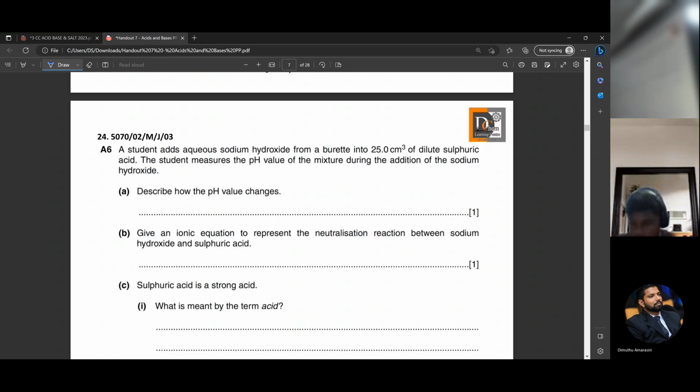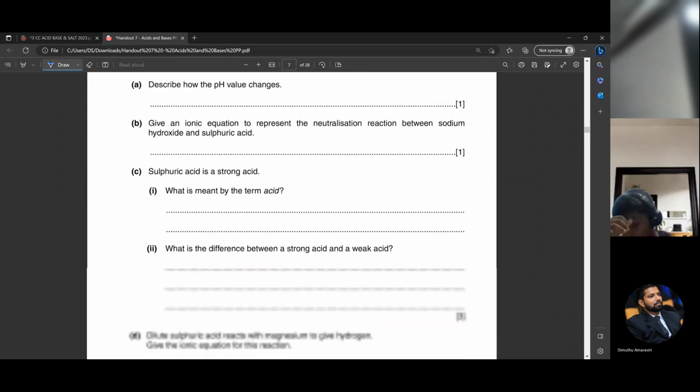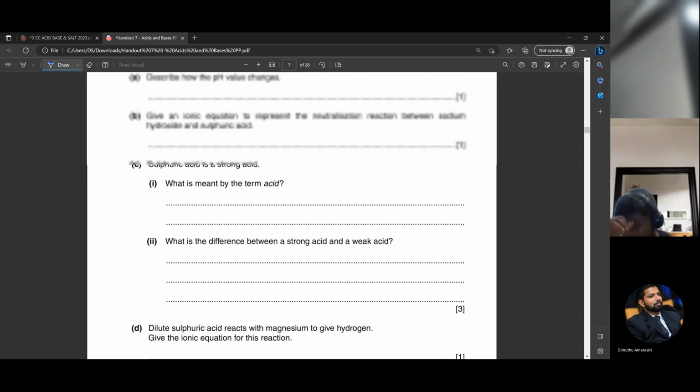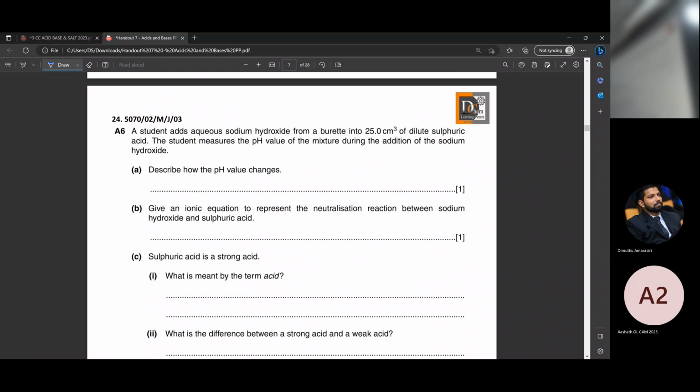Here we are discussing the answers for question number 24 and 25, where I might include more theory points for you to remember, hints, tips. Right, here we go. A student adds aqueous sodium hydroxide from a burette to dilute sulfuric acid. The student measures the pH value of the mixture during the addition of sodium hydroxide. Describe how the pH value changes.